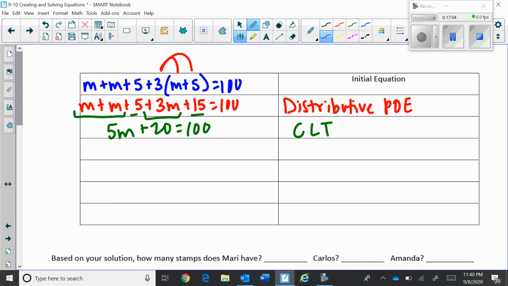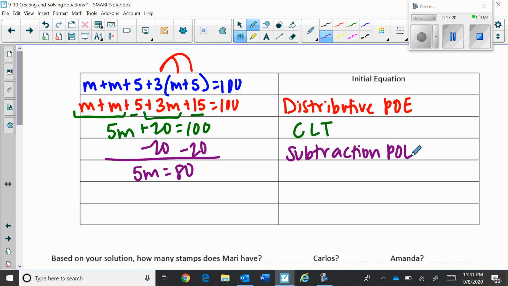All right, next is going to be to subtract our 20 from both sides. So we have 5m equals 80. So that's our subtraction. And then last but not least, we are dividing by 5. So our m is going to be, if you do 80 divided by 5, what does that leave us with? Should leave us with 16. So that's our division property of equality.